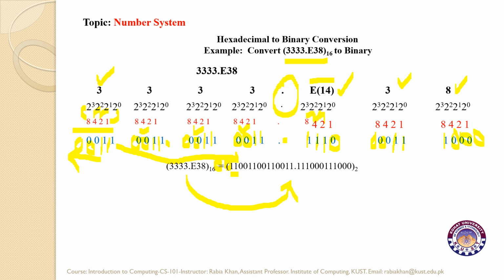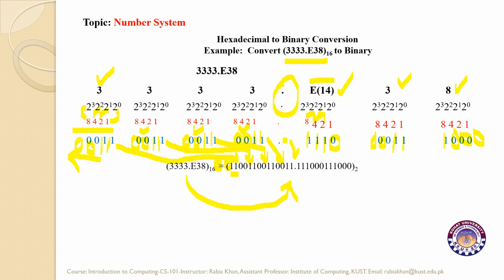Another 3 is again there. Now you cannot skip the zeros with it, so 0 0 1 1 is here. Again 3 is 0 0 1 1 here. Again 3 is 0 0 1 1 here. You can see we have only skipped the leading two zeros of the first 3. The zeros of the remaining threes are written. Then the position of the decimal point is at its place.